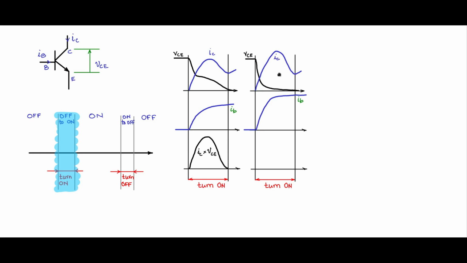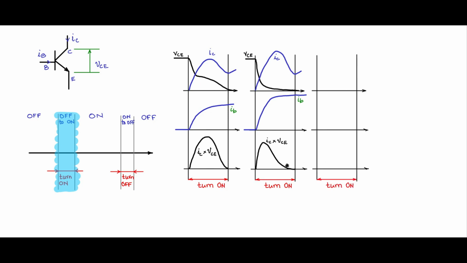Now this is IC. What is IC into VCE looking like during this period? Because VCE drops quickly, there is a drop here, and then the height is reduced, and this is the IC into VCE, the instantaneous power curve. You will see that it has reduced significantly.